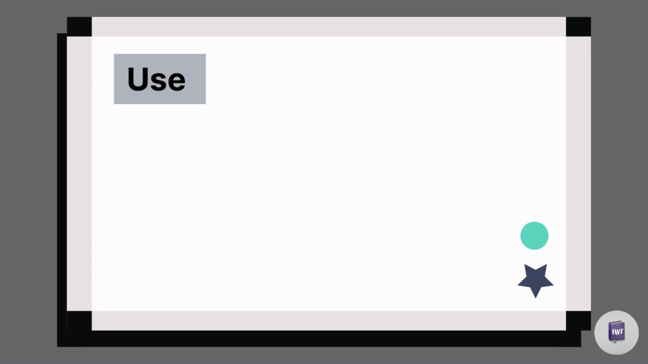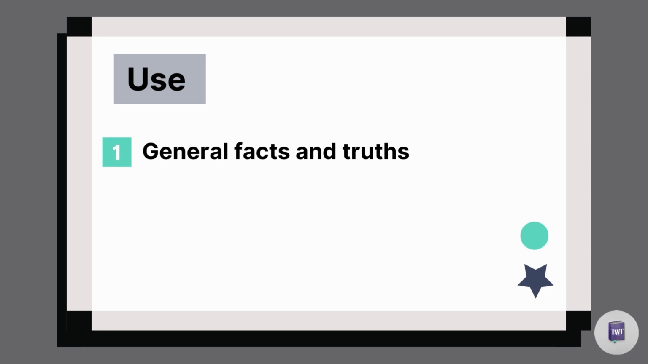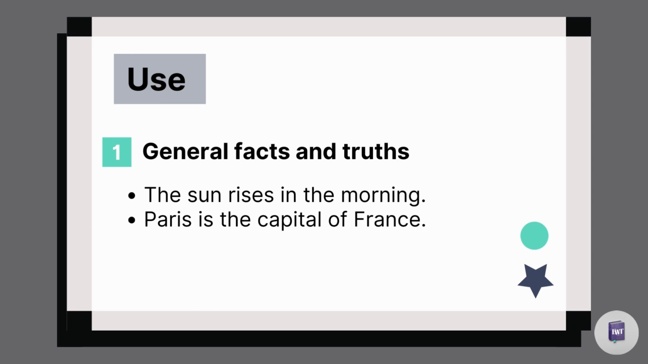First, we will start with uses of the present simple tense. Number 1. General facts and truths. We use the present simple to talk about general facts and truths. For example, the sun rises in the morning. Paris is the capital of France.